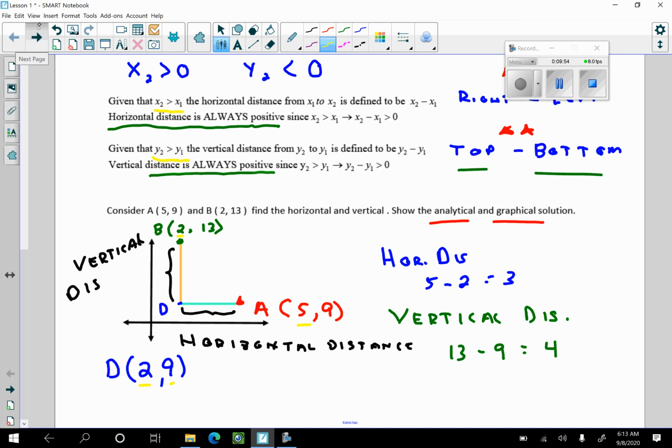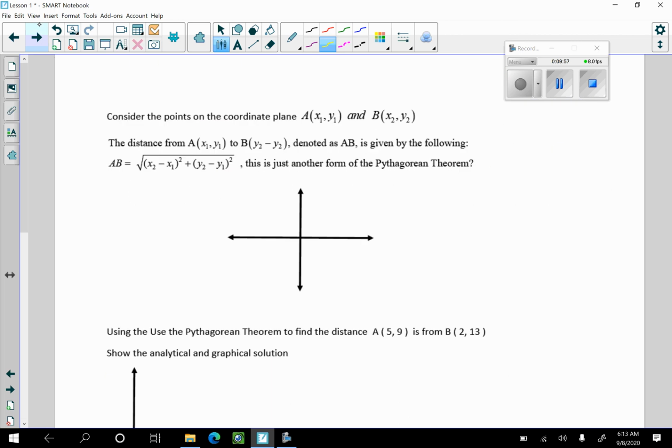All right, page 2. And so consider the points on the coordinate plane (x sub 1, y sub 1) and B (x sub 2, y sub 2). The distance from A to B, denoted by AB, is given by the following. Well, that's just another form of the Pythagorean theorem. I'm going to put A up here, again just for an example. A actually could be anywhere, and I'll show you why. That's (x sub 1, y sub 1). And B, we're just going to get wild and put B down here.